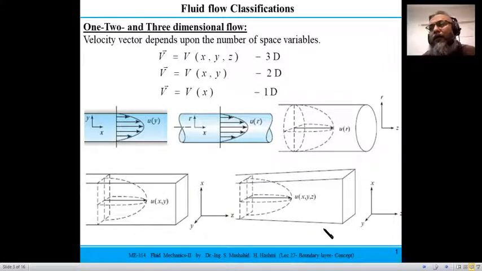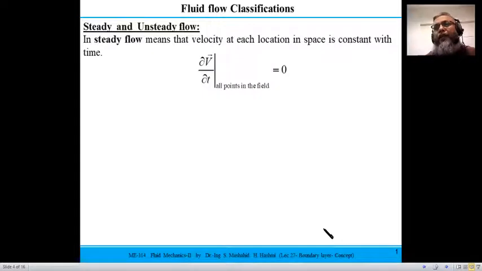We will look today at defining steady and unsteady flow as well. Okay, so next is steady flow and unsteady flow. As we know, in a steady flow, the velocity vector at each location in space does not change with time. So that problem would be called a steady flow problem. At all points in the field, the rate of change of velocity is zero. It means the fluid is neither accelerating nor decelerating at any point in this space. So we call such flow steady flow.